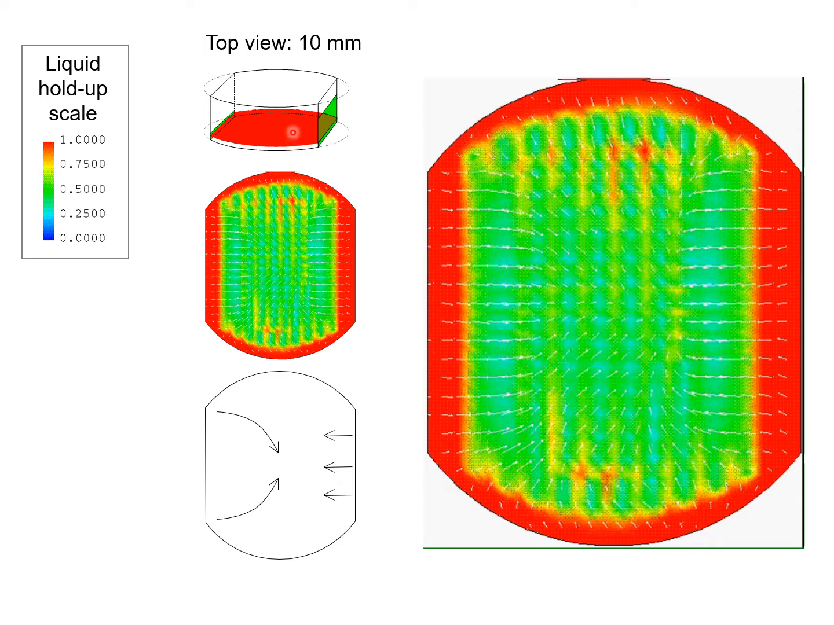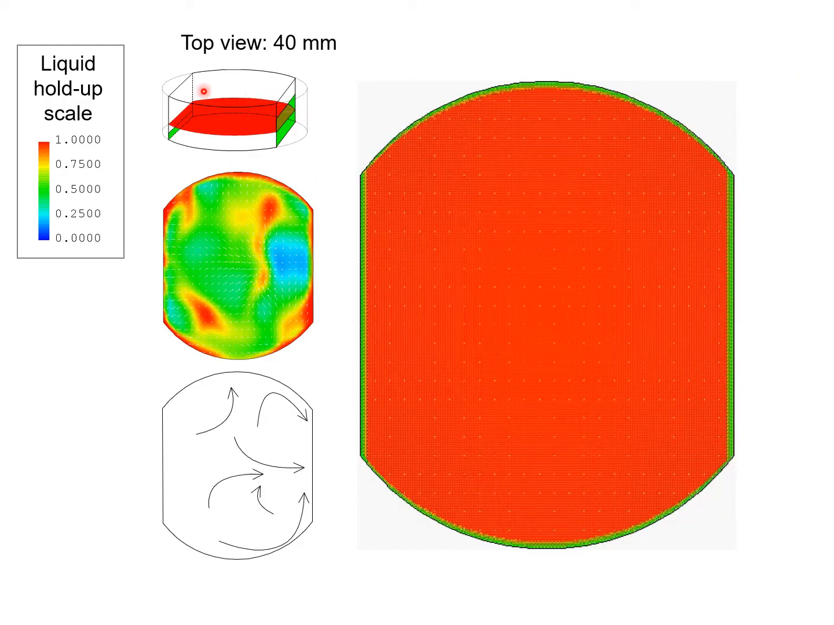We now move upwards and look at the flows at a distance of 4 centimeters from the bottom, halfway between the gas cap and the bottom of the tray. So now our focus is on the portion of the gas liquid hydrodynamics in the area indicated here in red, 4 centimeters above the bottom of the tray. Same color coding as before, and let's start the animation.